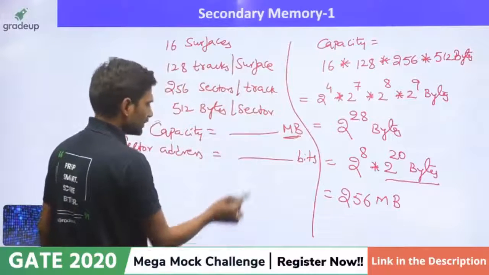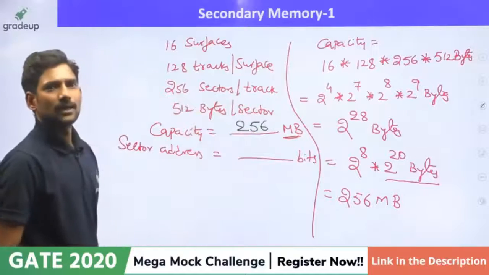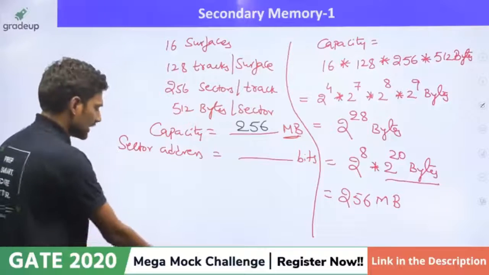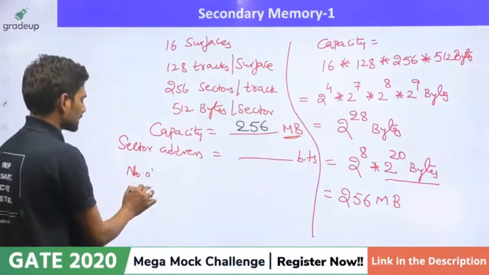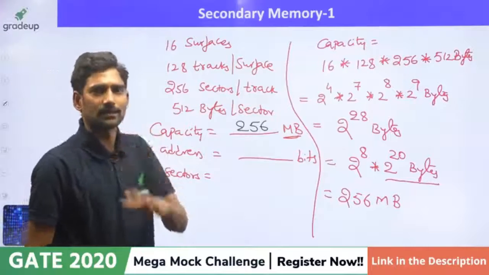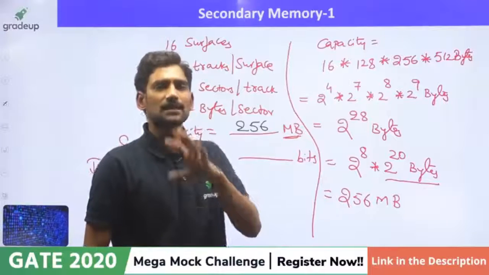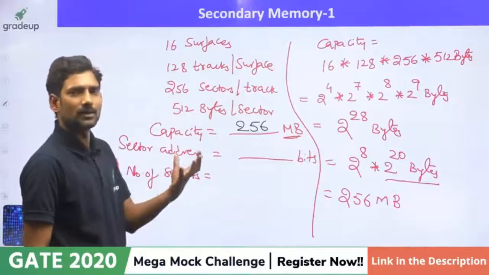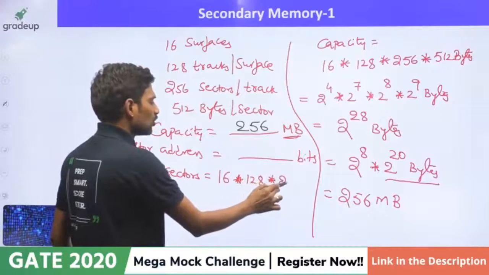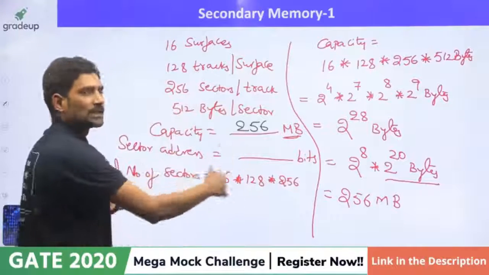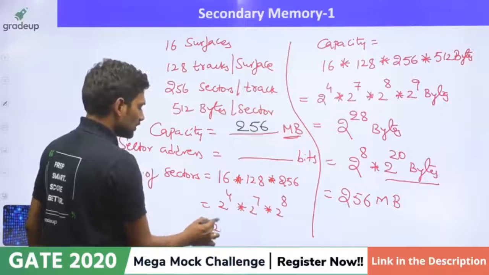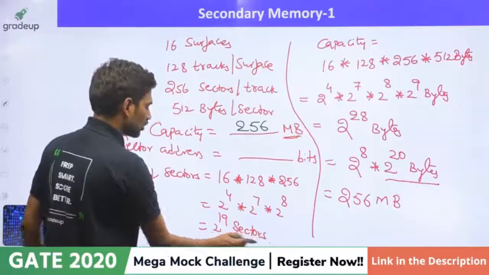So what is the capacity of the disk pack? 256 megabytes. And what is the second question? How many bits are required to address the sector? So what should you calculate for this? Number of sectors. Total number of sectors. It's not just for one track. All over the disk, how many sectors are there? That we should calculate. There are 16 surfaces, 128 tracks, 256 sectors on every track. So total sectors would become 2 raised to 4, 2 raised to 7, 2 raised to 8. So 2 raised to 19 sectors are there in total.